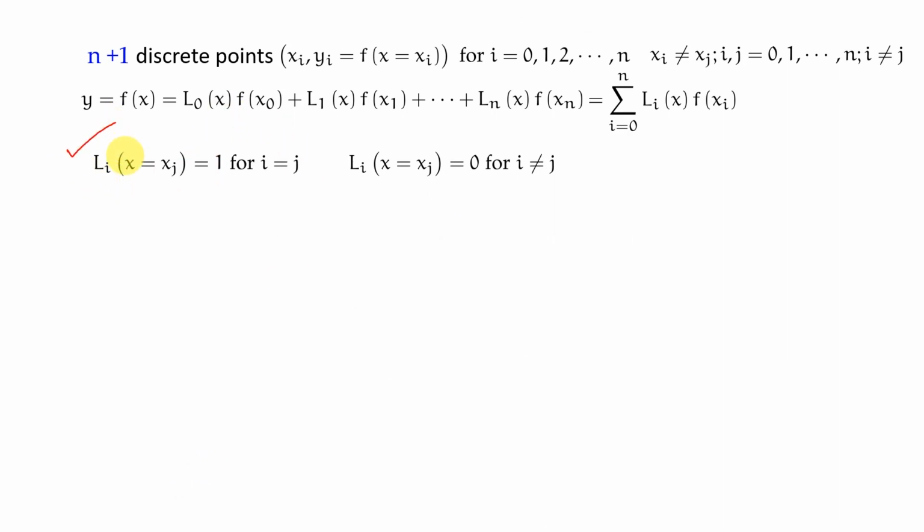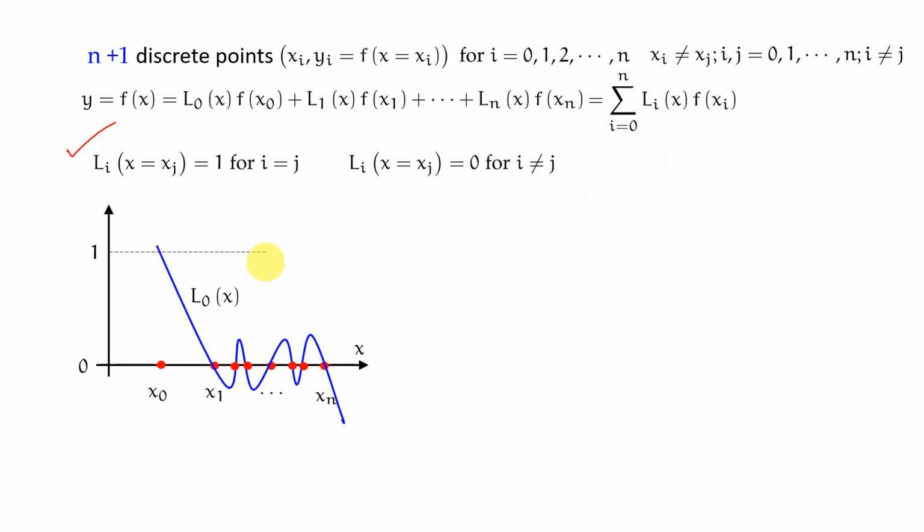So now let us concentrate on this: L_i(x_j) equals 1 for i equal to j, and L_i(x_j) equals 0 for i not equal to j. What does that mean? It means that if I take any of these L functions, for instance, let's say this is L_0(x), how does this function look like? This is one of these basis functions. This basis function will have zeros for x1, x2, x3, etc. And at x0, this basis function will be 1. And it has zeros everywhere for all other points.